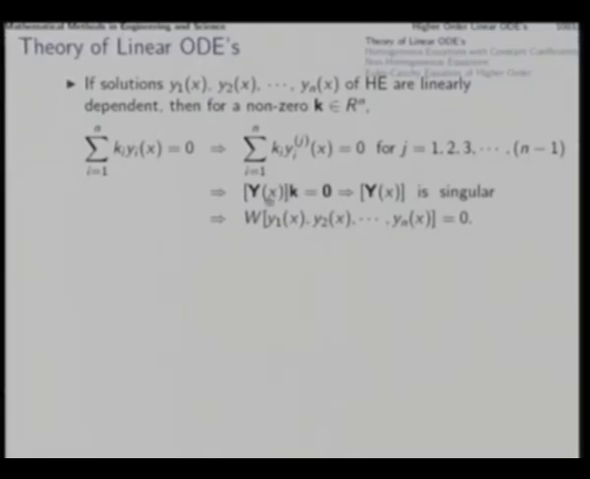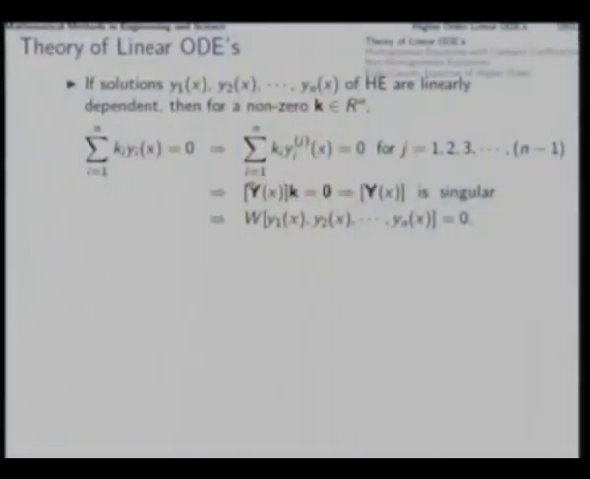And that means that this coefficient matrix Y must be singular, because for the homogeneous system of equations to have a non-trivial solution k, it is necessary that the coefficient matrix is singular. So, Y(x) is singular, which means that its determinant, the Wronskian, is 0. So, this is the first point: n solutions of the homogeneous equation being linearly dependent will imply that the Wronskian is 0.